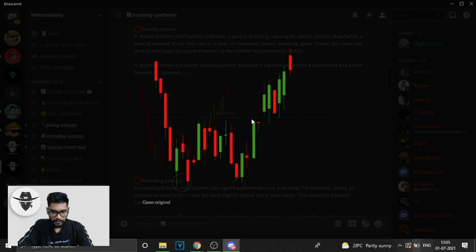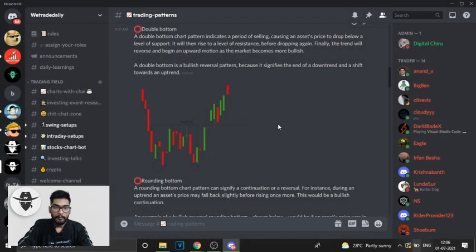So if you draw a line over there, as soon as there's a breakout, just like this candle has given a breakout, you can add your positions because from there all the buyers are going to be active and a lot of bullish sentiments will be built and the price can go higher from there. So that is double bottom pattern.